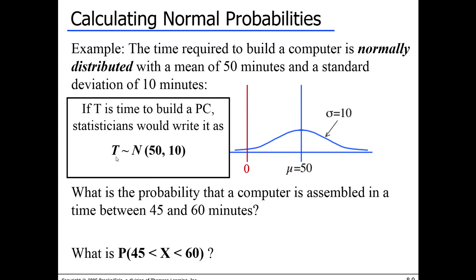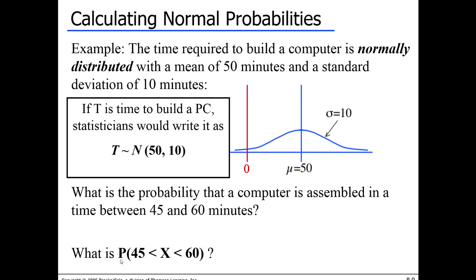Another thing I wanted to point out is this shorthand notation that statisticians have adopted for the normal distribution. This line that says T tilde N(50, 10) literally means that variable T, the time to assemble a computer, is distributed normally with the mean, the first number, of 50, and the standard deviation, sigma, the second number, of 10. This is how statisticians avoid writing this long phrase: the time required to build a computer is normally distributed with a mean of 50 minutes and standard deviation of 10 minutes. Time is normal with mean of 50 and standard deviation of 10. Okay, so now that we have established this, let's take a look at the problem.